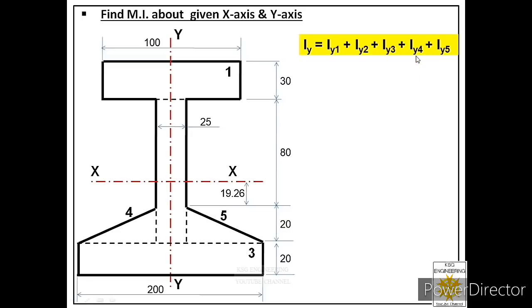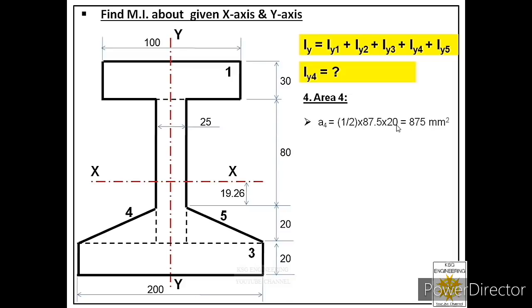That is related to area 4. Area 4 is a triangular area, and we know this side is 87.5 and this is 20. So the area will be half into 87.5 into 20. That we already know from when we were calculating Ix4. Now the next step is to locate the centroid, and we know from this base it will lie at 20 by 3, and from this base it will lie at 87.5 by 3. But now from that centroid we have to draw the centroidal axis as a vertical axis because the main axis is vertical, so we have to keep it parallel to the main axis.